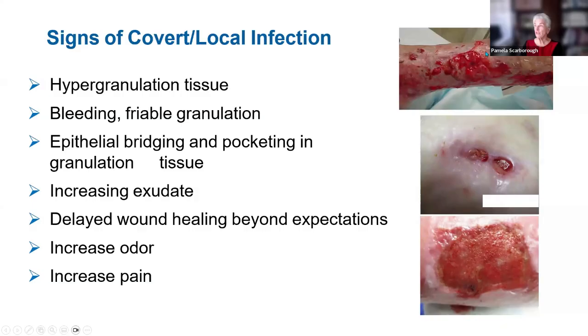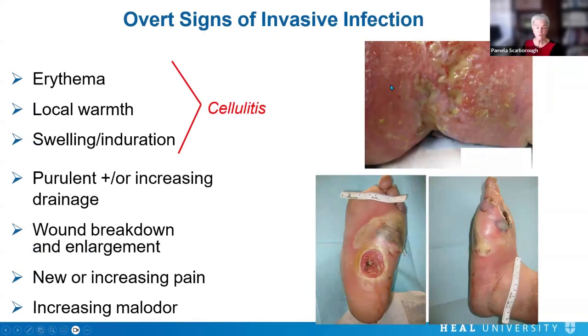Increased pain is another sign. All of these indicate a covert local infection. Your overt signs are erythema, local warmth, swelling and induration, purulent or increasing drainage, wound breakdown and enlargement, new or increasing pain, and increasing malodor. So this is cellulitis in a leg, and here's cellulitis in a foot that looks like it's just going to blow up.